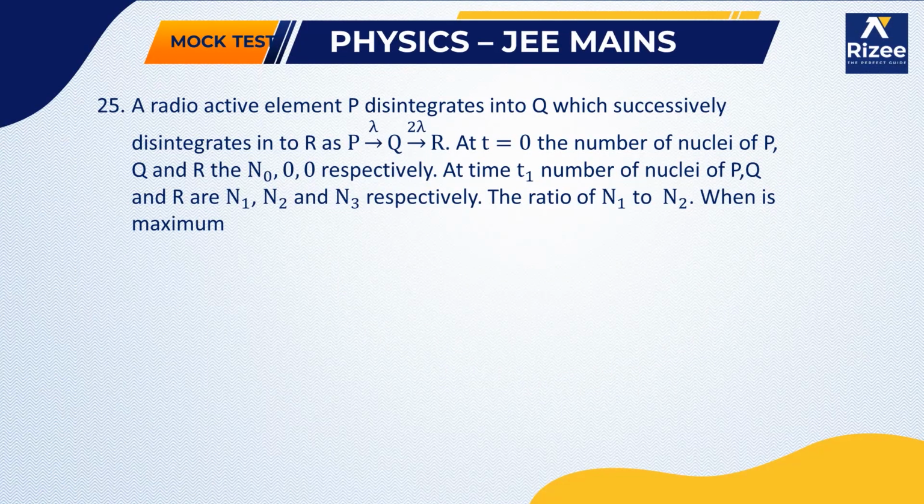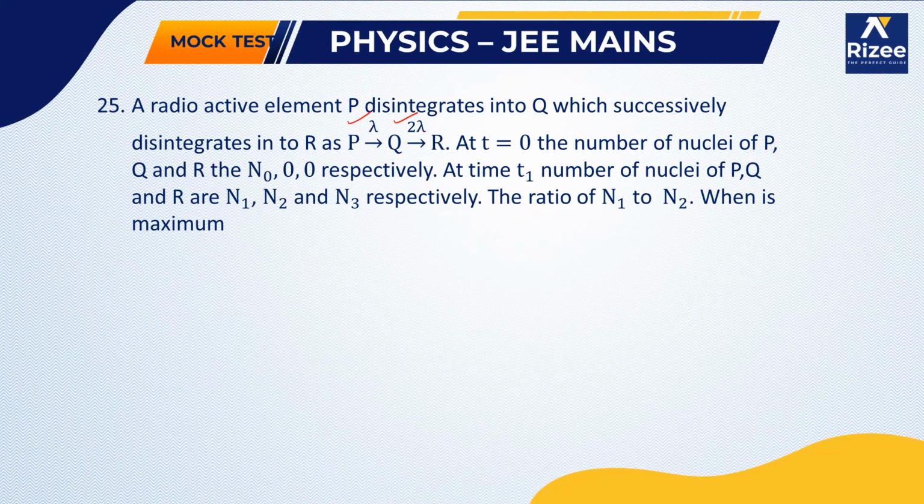In this case, a radioactive element P disintegrates into Q, which successively disintegrates into R. So it's a successive disintegration. P is the parent nucleus, which is converting into the daughter nucleus Q, and Q is another parent, which further converts into R, and R is the final daughter. The rate of disintegration from P to Q is given as lambda, and the rate of disintegration from Q to R is given as 2 lambda. So this is the information given.